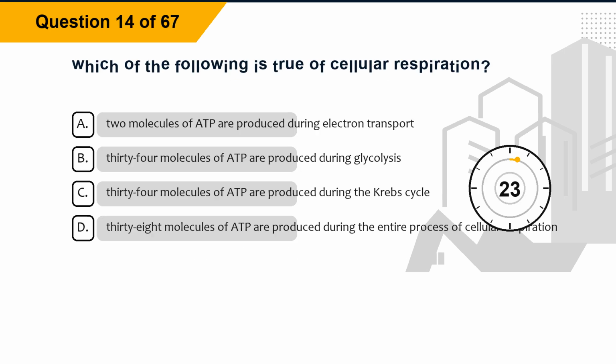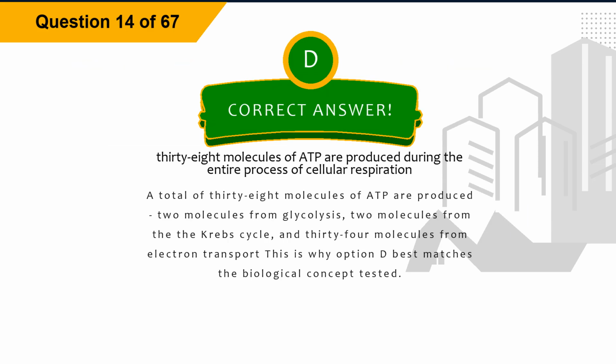Question 14. Which of the following is true of cellular respiration? Option A, 2 molecules of ADP are produced during electron transport. Option B, 34 molecules of ADP are produced during glycolysis. Option C, 34 molecules of ADP are produced during the Krebs cycle. Option D, 38 molecules of ATP are produced during the entire process of cellular respiration. The correct answer is option D, 38 molecules of ATP are produced during the entire process of cellular respiration.